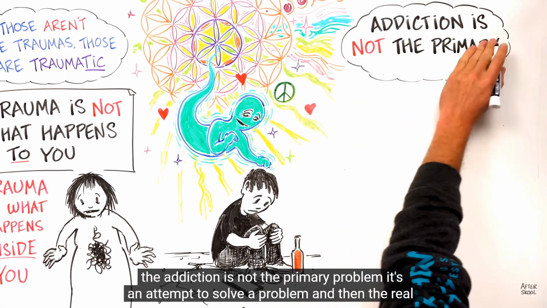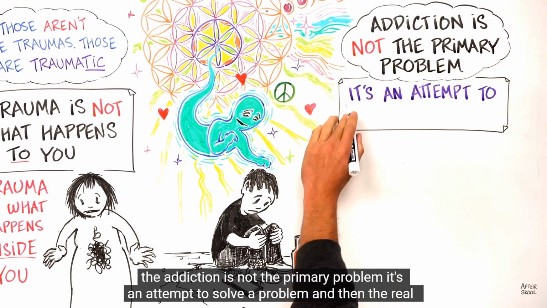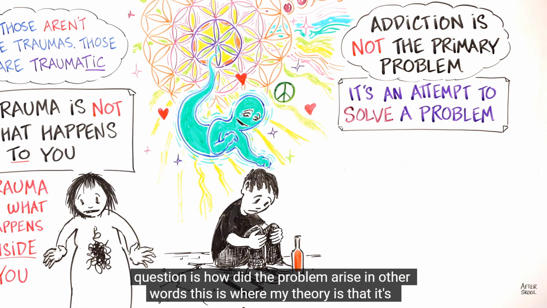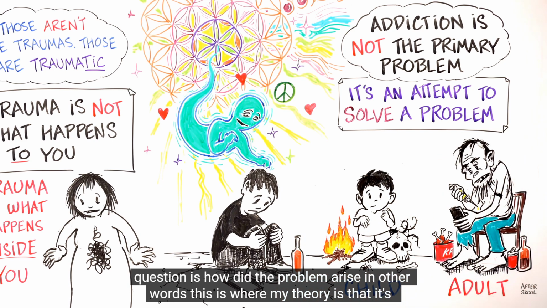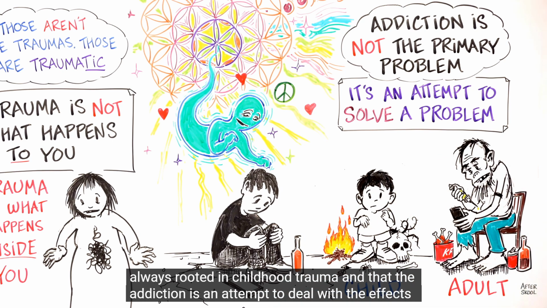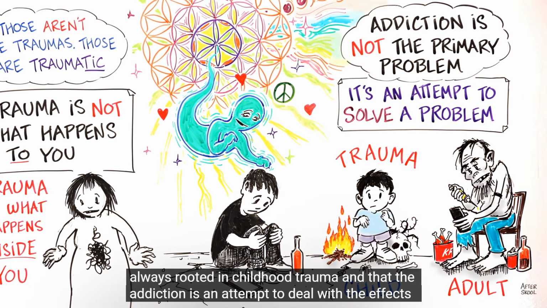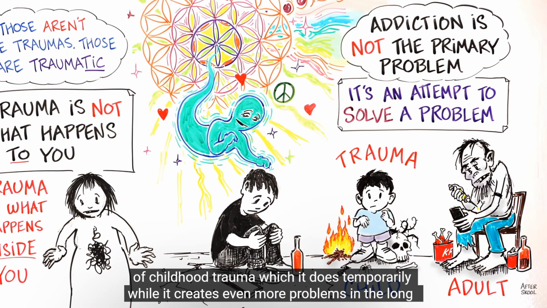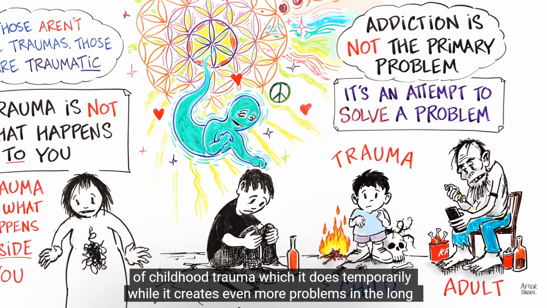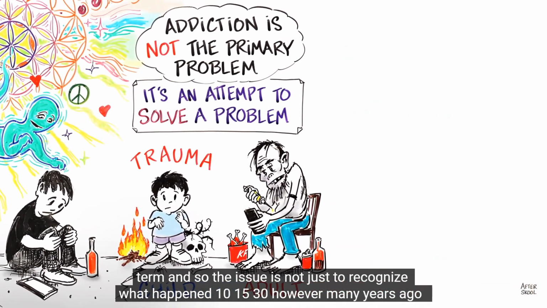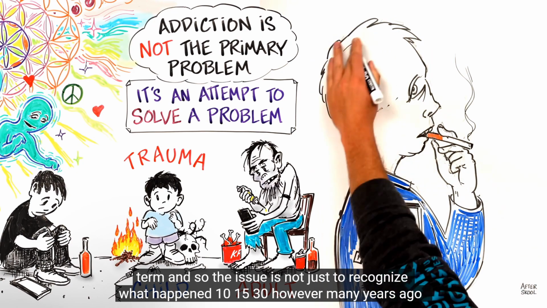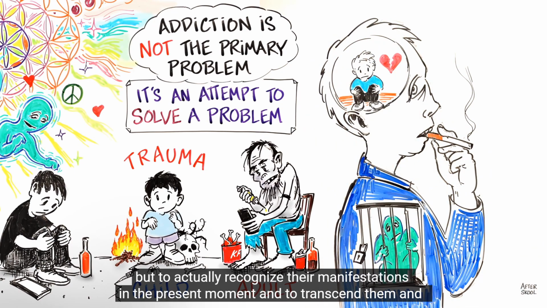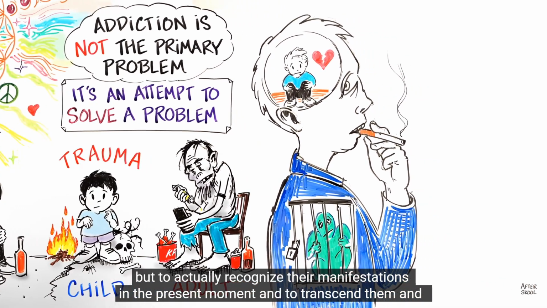So in other words, the addiction is not the primary problem. It's an attempt to solve a problem. And then the real question is, how did the problem arise? In other words, this is where my theory is that it's always rooted in childhood trauma, and that the addiction is an attempt to deal with the effects of childhood trauma, which it does temporarily, while it creates even more problems in the long term. And so the issue is not just to recognize what happened 10, 15, 30, however many years ago, but to actually recognize the manifestations in the present moment and to transcend them.